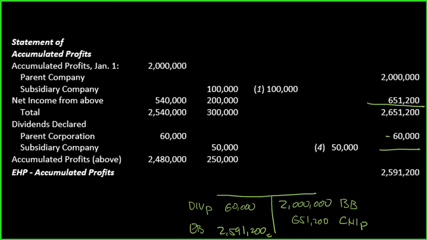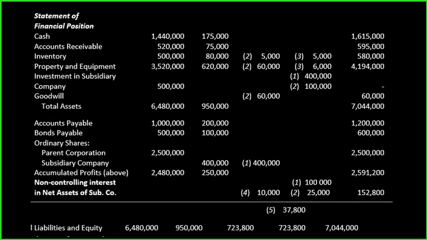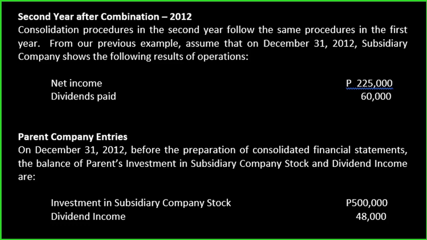Okay. So, I guess that's it. Tapos na. Try na lang natin i-check pa. Yung mga iba baka pwede tayong mag-reconcile. Ito, solve na yan. Sundan nyo na lang ito. Second year. O, sa second year na tayo. Ayan, net income, 225, dividends paid, 60.